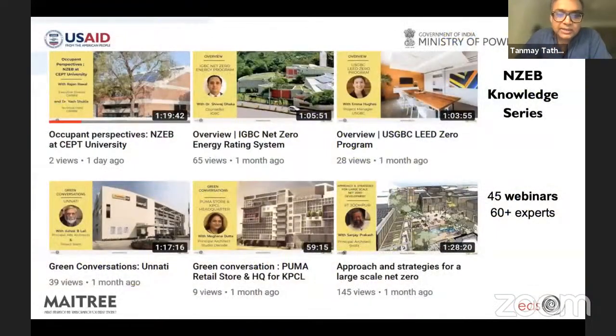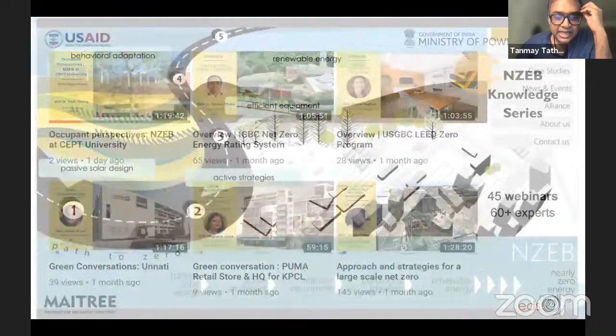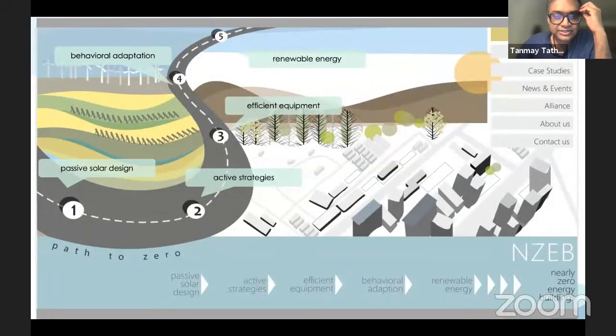There are also webinars. All of this is part of the METRI effort on net zero. And there are, I think, almost 45 webinars with experts presenting case studies of buildings. So you will know a lot about net zero energy buildings and how they're built, et cetera, on this website. And as I said, this is the path you need to follow.